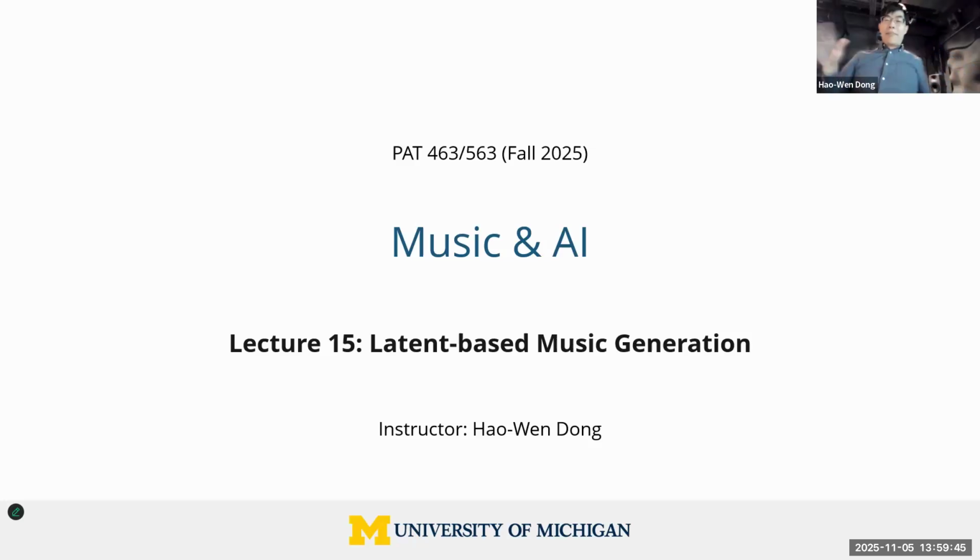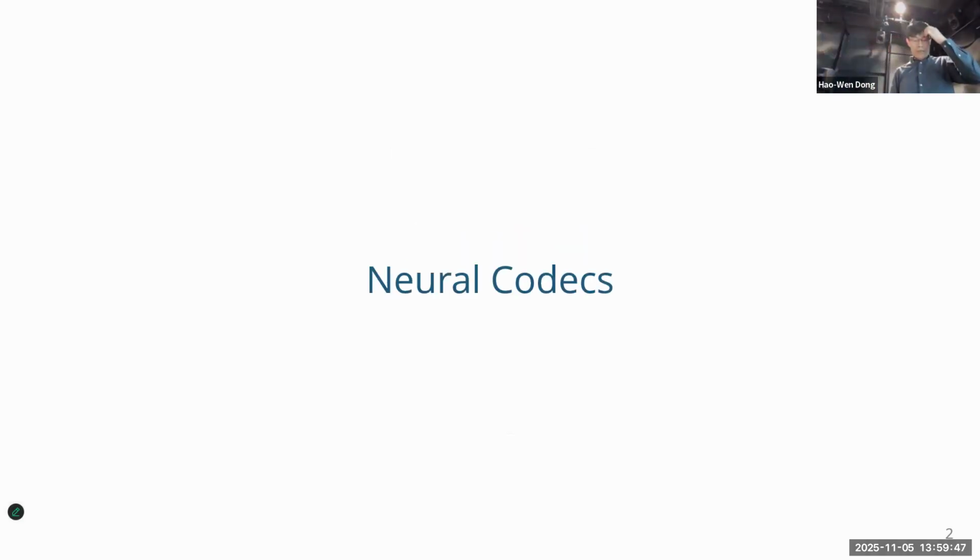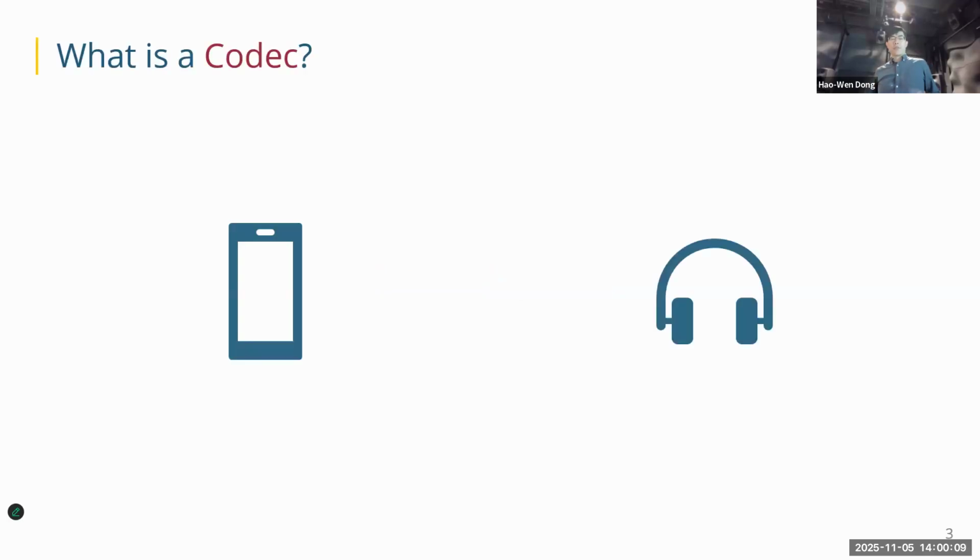That's the whole idea behind latent-based music generation, but also image generation, video generation. Everything you've seen, like Stable Diffusion, latent diffusion models, VQ-VAE, and the tokenize-everything narrative, is all centered around this neural codec idea.